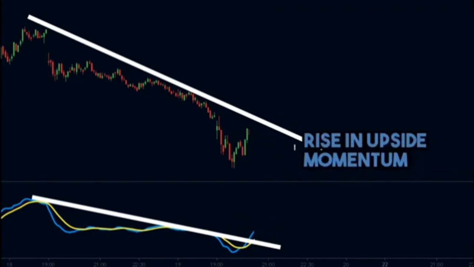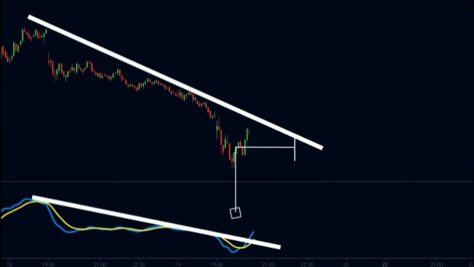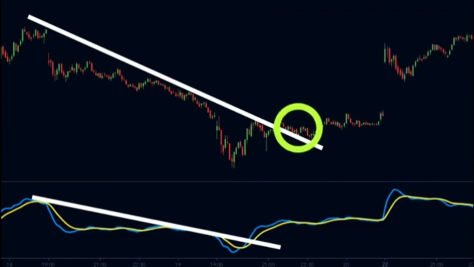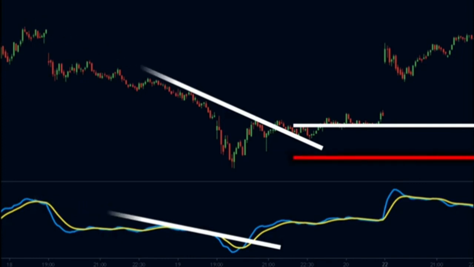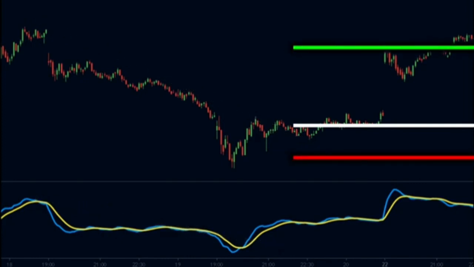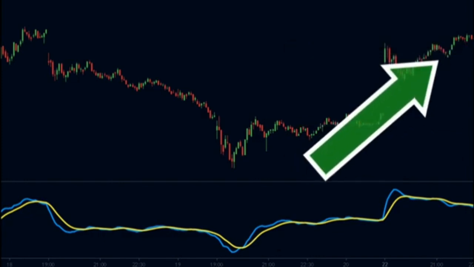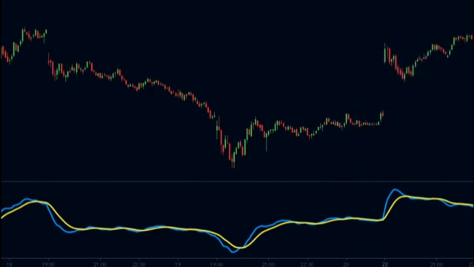This shows us that there has been a rise in the upside momentum, but the price is yet to make the upside move. Hence, we wait for the price to break its trend line. Here the price breaks above its trend line. We place a buy order here. We will keep our stop loss below the trend line and place our targets at 2:1 risk-reward ratio. And as you can see, the price gave a healthy up move.